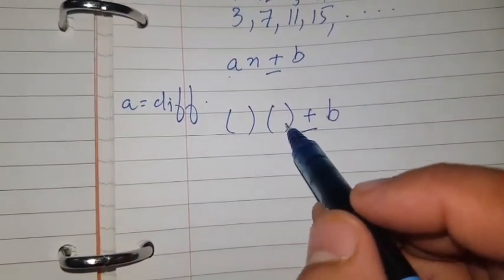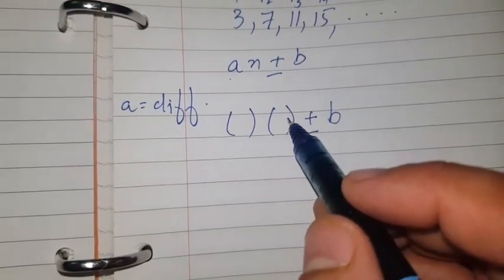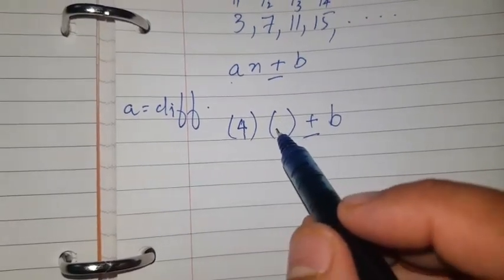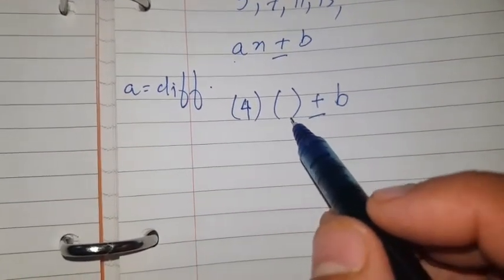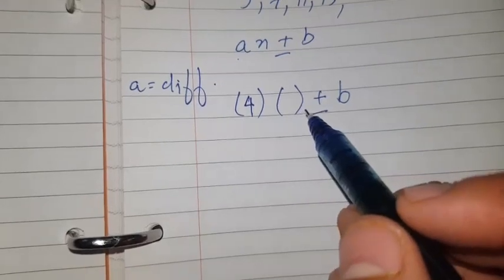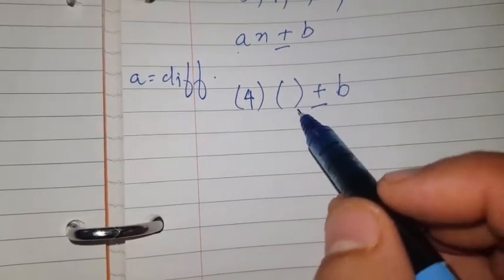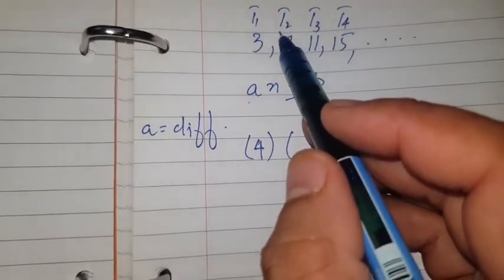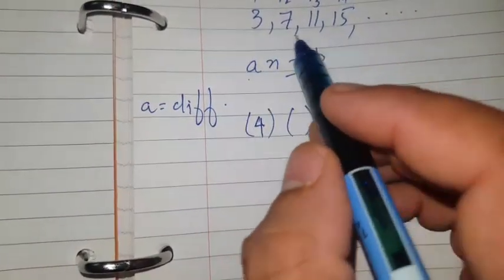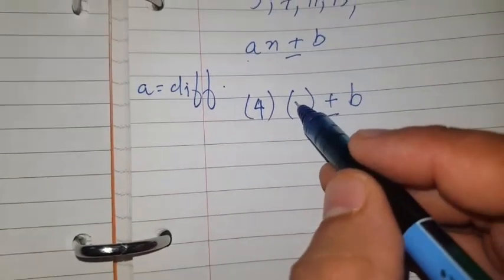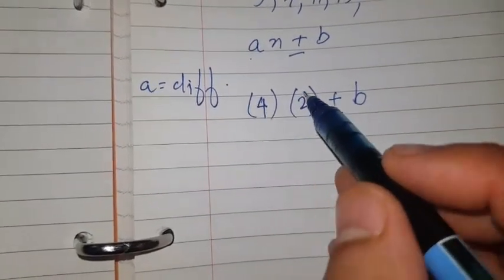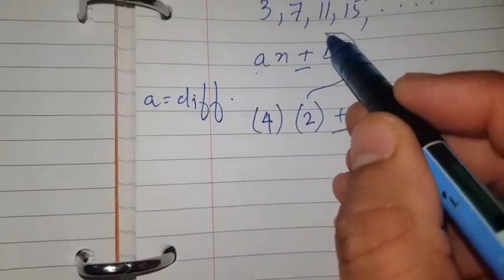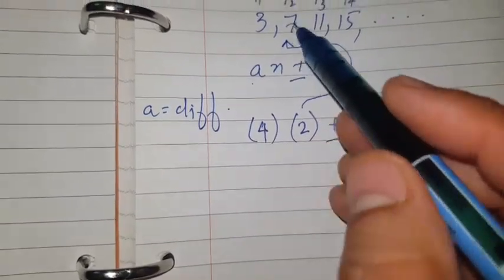So an is what? A is the difference, so I will write down here 4. N is my term number, not my term value. Again, n is my term number, not my term value. So I will take my second term, so I will write 2. I'm taking my second term. I will not look at the values right now. Second term, this means I have to put 2 here. So 4 times 2 makes what? 8. Okay. Now I will go and check the value of my second term. Is this 8? No, it's 7.